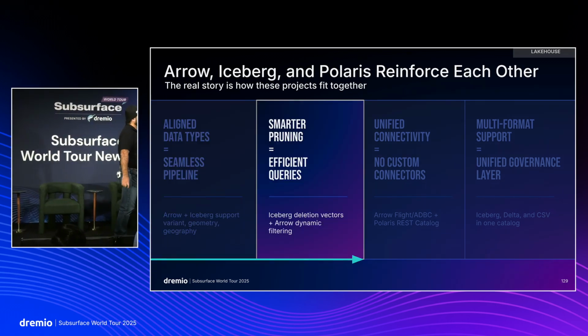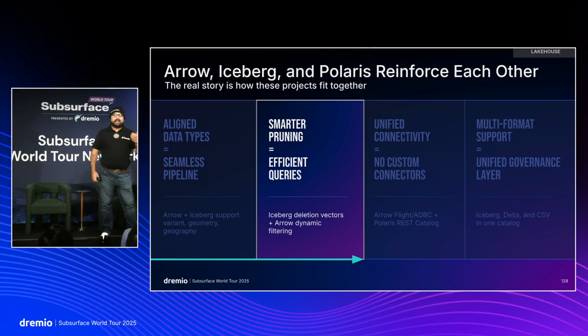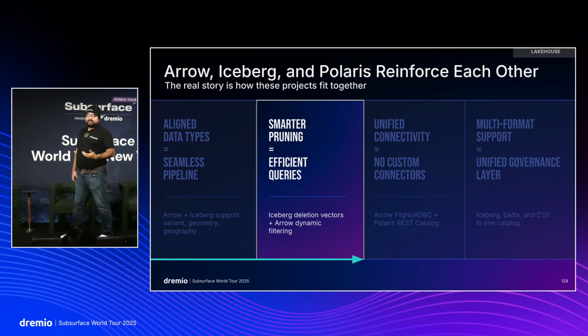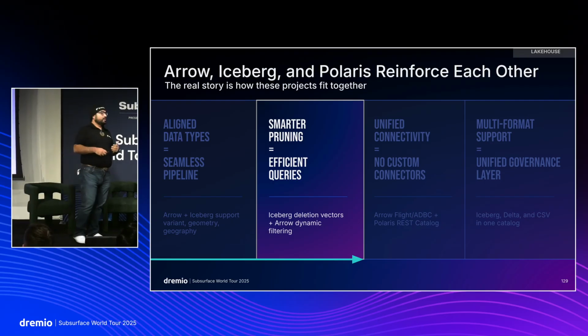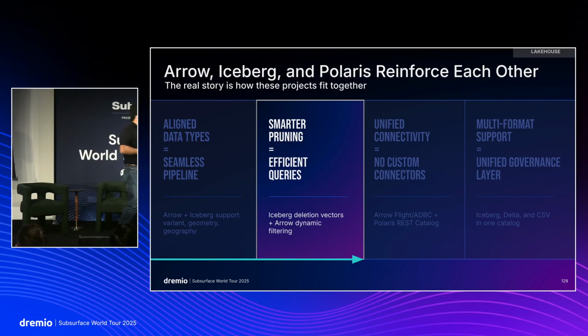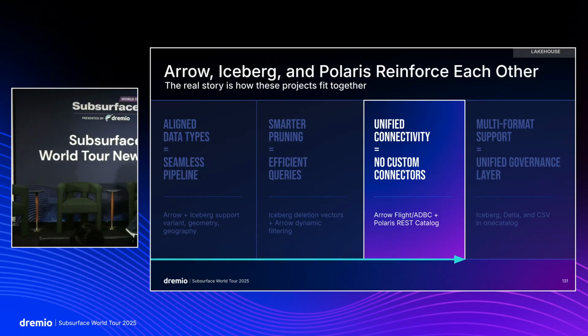Smarter pruning. Things like deletion vectors and Arrow's dynamic pushdowns or dynamic filtering are enabling smarter querying of the data, so that you're scanning less data, working with less data, so you can more efficiently work with it. Unified connectivity.